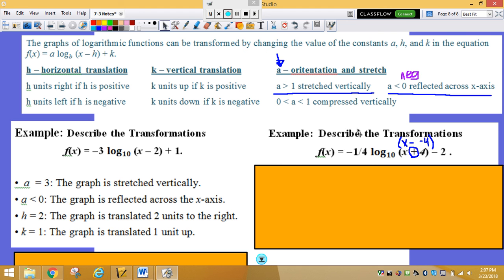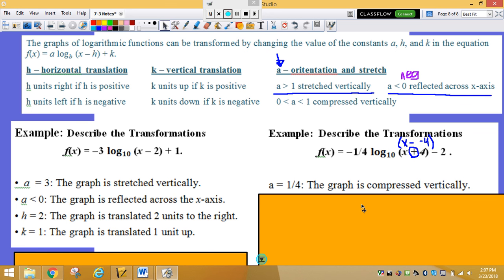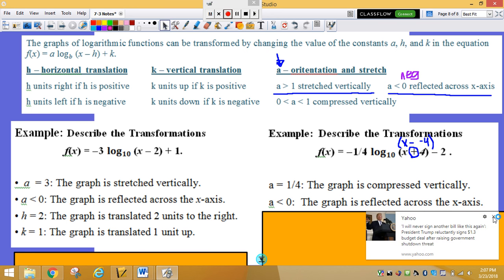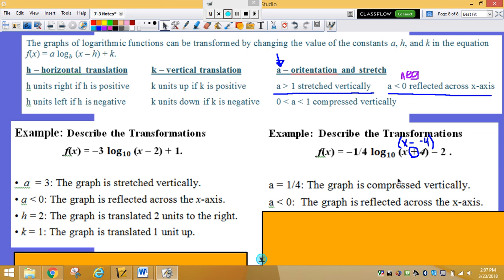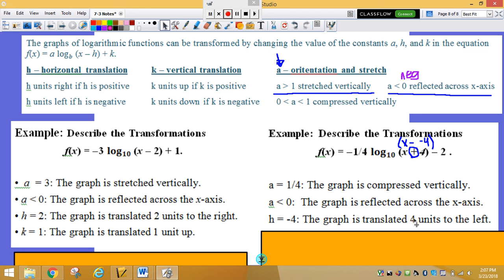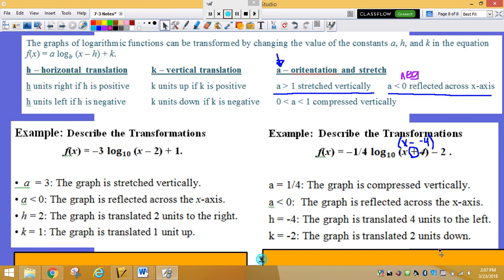Let's do another one. Again, I'm going to start with my a. It's a fraction. It's 1/4. If it's a fraction, that means it's compressed vertically. So because a is 1/4, it is compressed vertically. Again, it's a negative. Well, if it's negative, that means it's reflected across the x-axis. We just went through the h. Because it's a plus, that really means it's a negative 4. So that means it's going to go 4 units to the left. And last, at the end, it's a minus 2, which means it will go down 2.